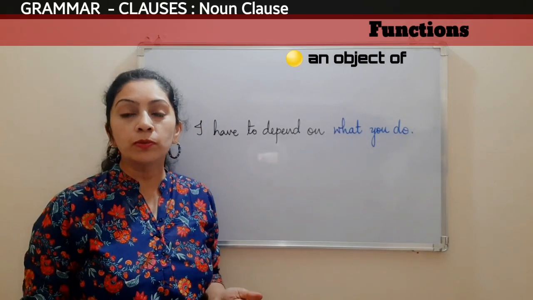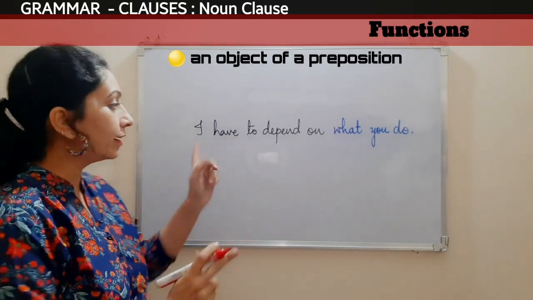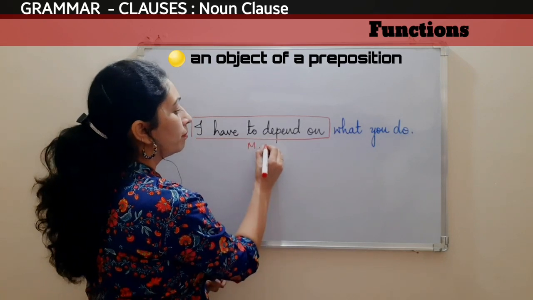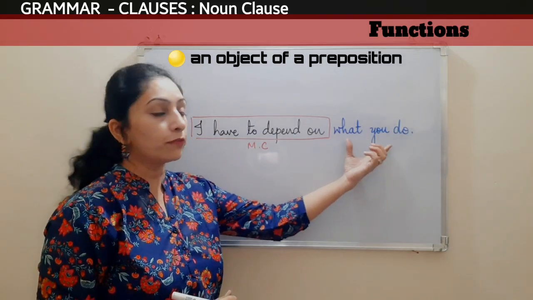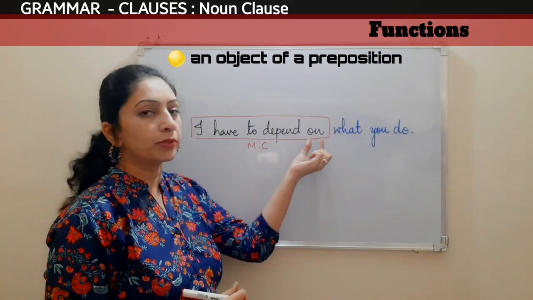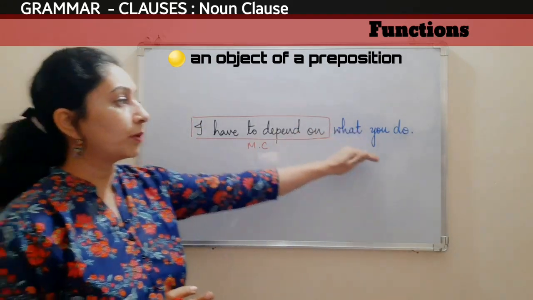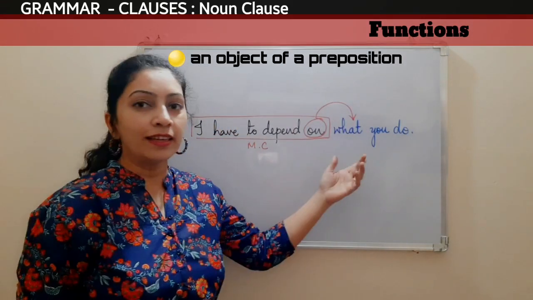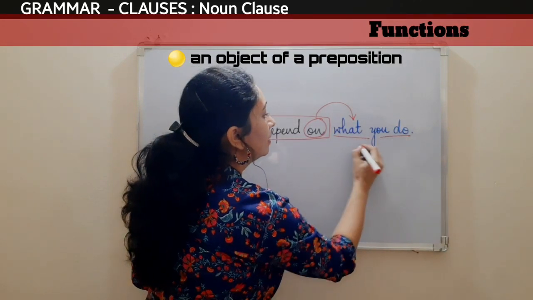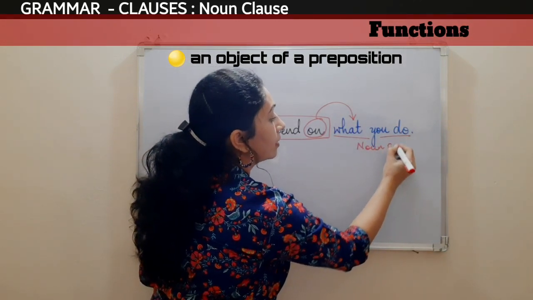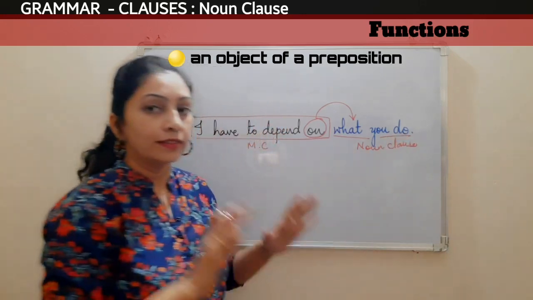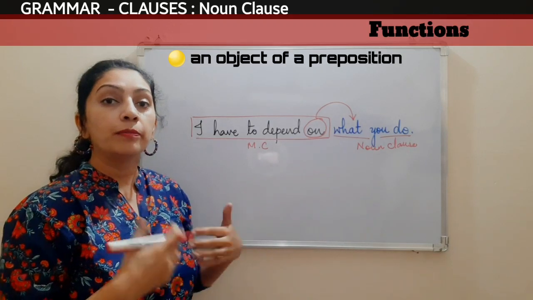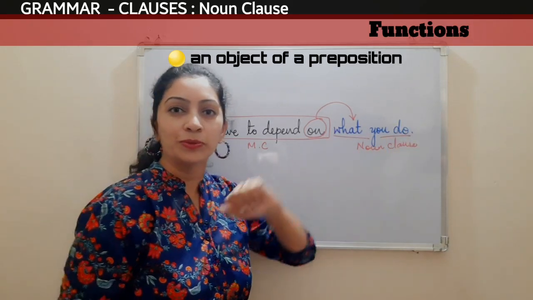A noun clause can also work as an object to a preposition. Again, identify: "I have to depend on" becomes our main clause. But if you look here, before the subordinate clause, we have the preposition "on." So if the subordinate clause is acting like an object to the preposition, then also it means that it is a noun clause. And then if you do not understand anything, then ask the question what to the main clause. I have to depend on. Depend on what? What you do.